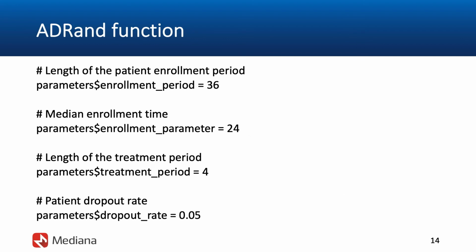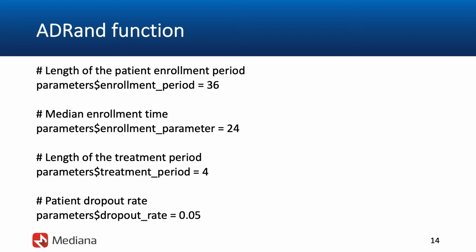We also need to specify a few parameters that define the patient enrollment and patient dropout processes. In this case, we would assume that patient enrollment period would last for 36 weeks. In this case, and in general, when we look at all other functions included in the Mediana Designer package, I would like to point out that the time unit is not explicitly specified.